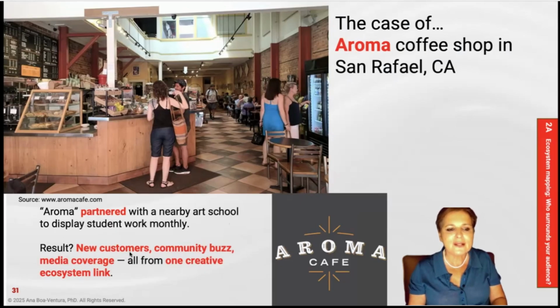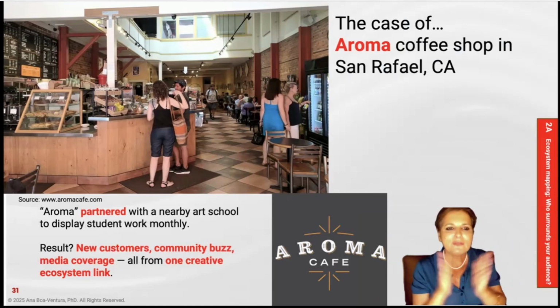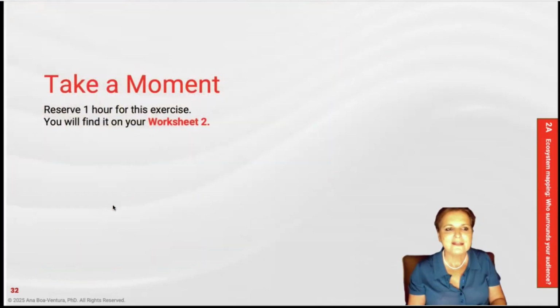So the result: new customers, community buzz, media coverage, because everybody thought it was so cool. So the local media outlets really documented this. And all this came from one creative ecosystem link. That link would be represented on the map of the nodes between the Cafe Aroma and the local art school. Okay, so this is the logo of the Aroma. So this is a real case, and the photo is from their website.